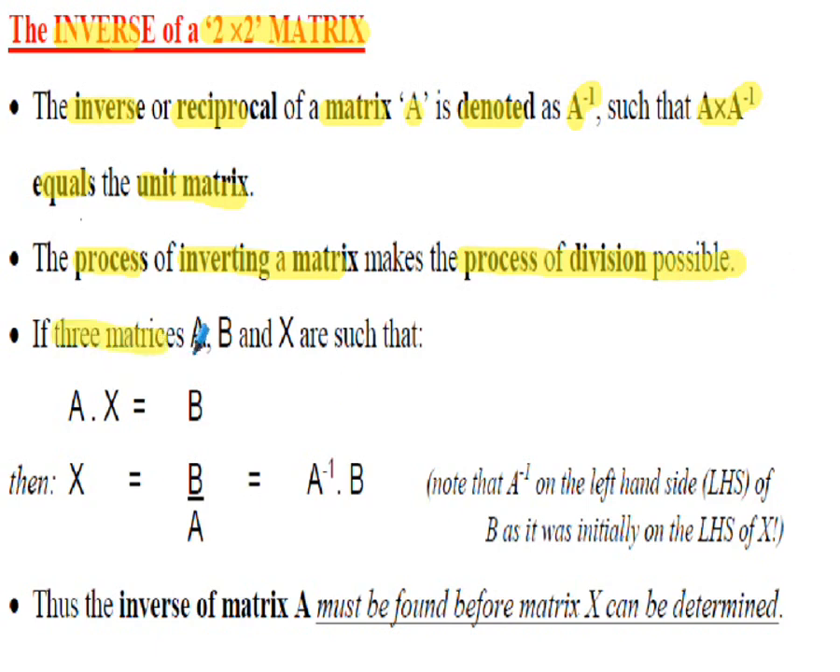If three matrices, labelled A, B and X, are such that A multiplied by matrix X is equal to matrix B, then rearranging, X is equal to B divided by A. However, as discussed previously, we cannot divide in matrices, so we have to find the inverse of matrix A, the A to the negative 1, and multiply that by matrix B. Note that the inverse matrix, the A to the negative 1, is on the left hand side of the matrix B, as A was initially on the left hand side of matrix X.